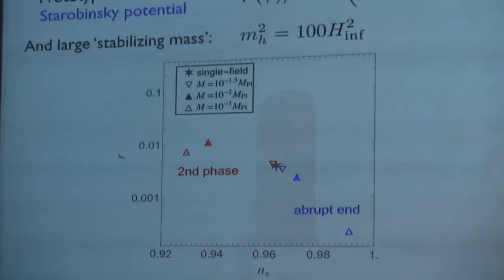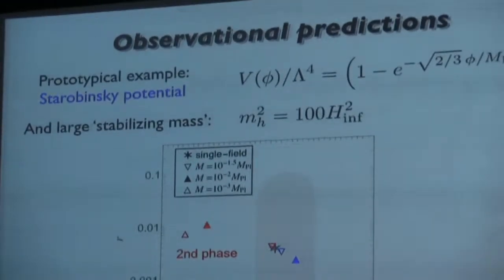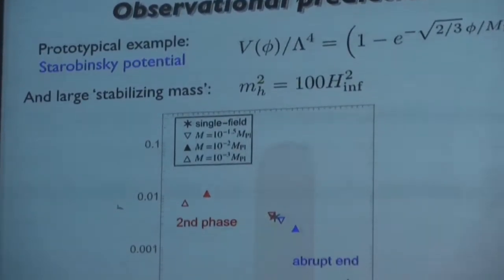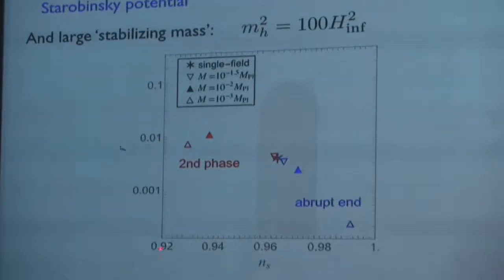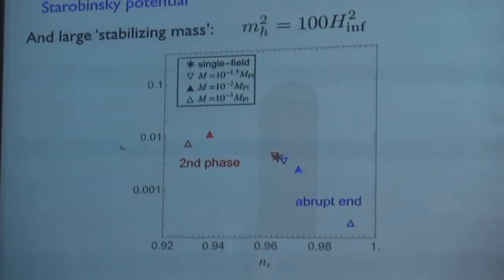To show you the concrete effects, let me play with the simplest thing, which is Starobinsky inflation, okay? The one which is in the sweet spot of the Planck constraints, which are there. That's n_s, the scalar spectral index, and that's the tensor to scalar ratio. And this one here is a single field prediction.